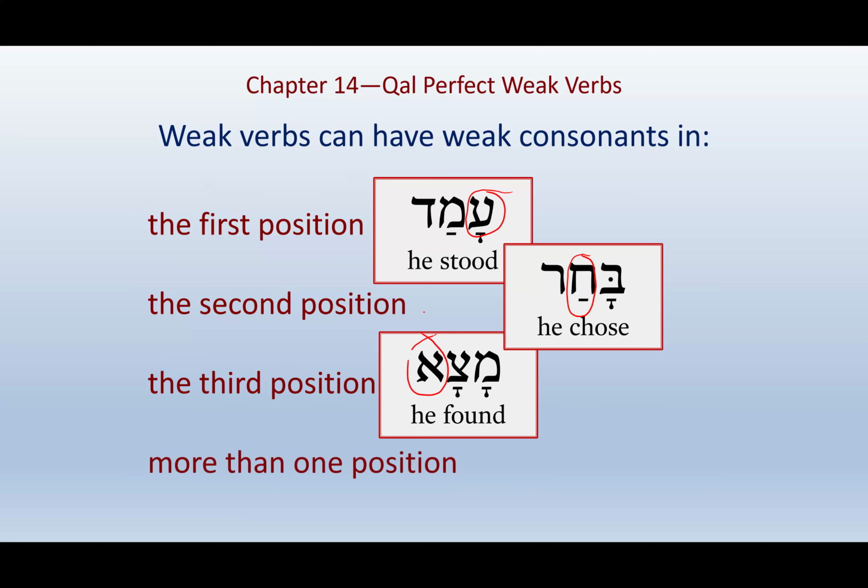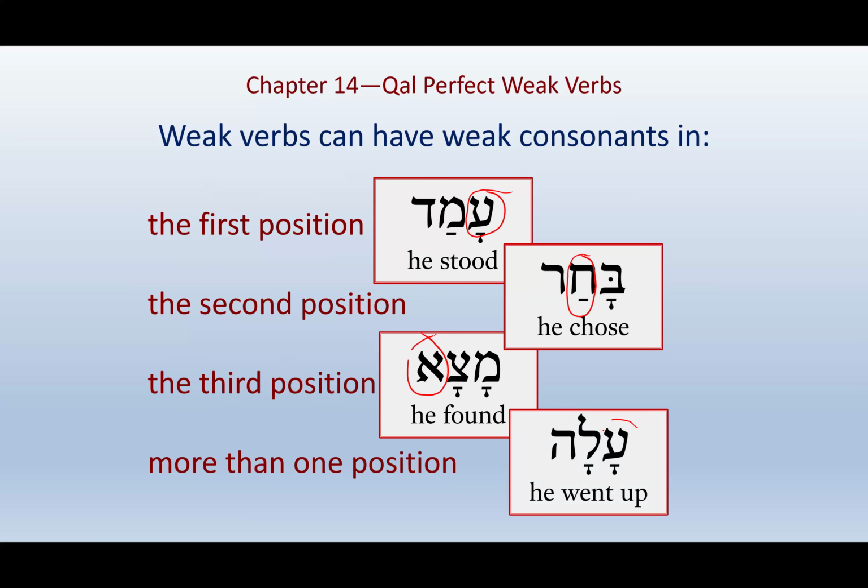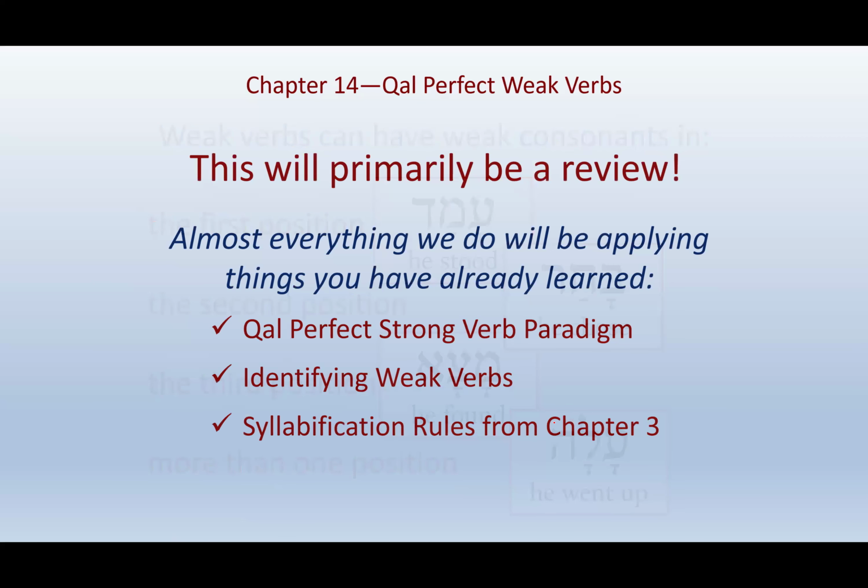Or you can have more than one guttural in a word. And so we have the ayin, and the hey. So it's a one root guttural and a three root guttural. We actually give that a separate name, though. It's called the three hey. Alah, he went up. So that's how we identify weak verbs.